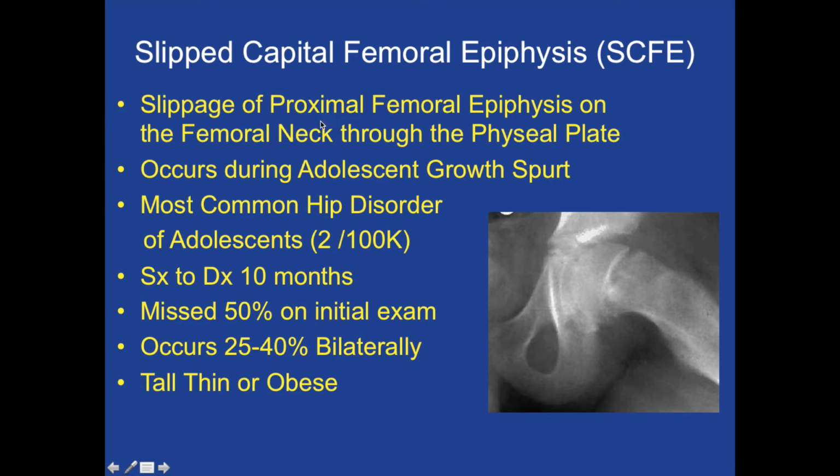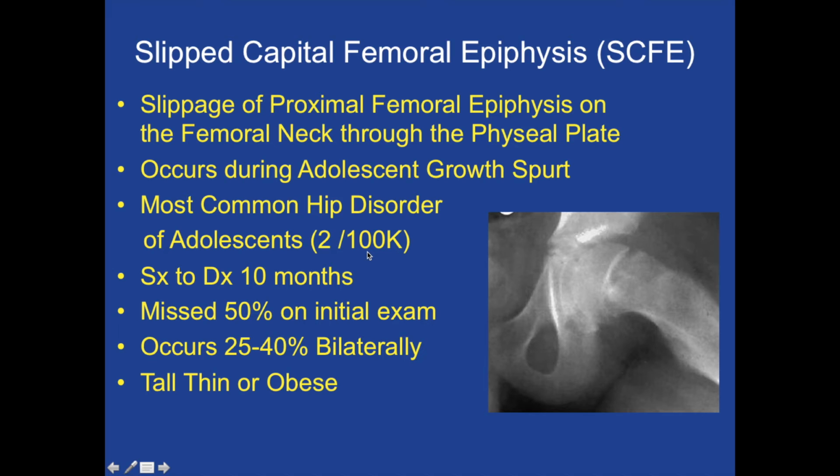And so what is this condition where we see the femoral epiphysis actually looks like it slips off the femur? Well, this is called slipped capital femoral epiphysis, or SCFE. Again, it's slippage of the proximal femoral epiphysis on the femoral neck through the physis plate. So here's the femoral neck, here's the proximal femoral epiphysis, and it slips off. It occurs during the adolescent growth spurt, and it is the most common hip disorder for the adolescent. So not super common, but unfortunately, the morbidity is high.